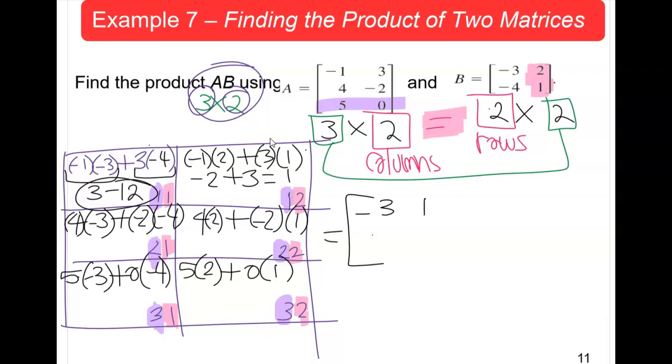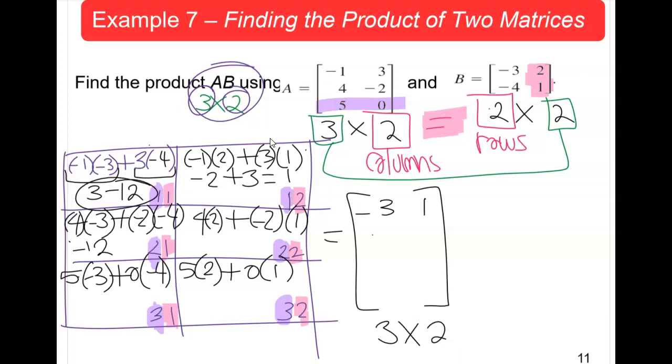So that goes here, and I might need a little more space here, because remember, our solution will be 3 rows by 2 columns. Then we move on to second row, first column. 4 times negative 3 is negative 12, plus negative 2 times negative 4 is positive 8. And so negative 12 plus 8 will be negative 4. Then we have 4 times 2 is 8.